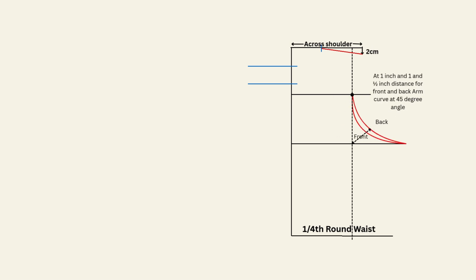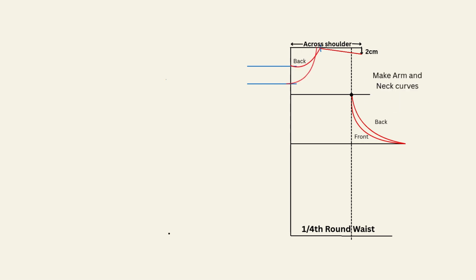Now make a curve joining the across chest point, the 1 inch mark on the angled line, and the 1/4 of the round bust point as shown. This will be our front armhole curve, and for the back armhole, join the 1 1/2 inch point on the angled line. Similarly, join the neck width and neck depth points with a curve for the front and back neckline.